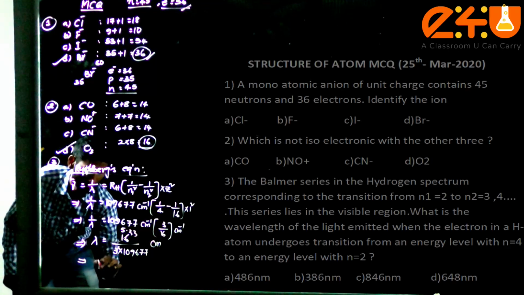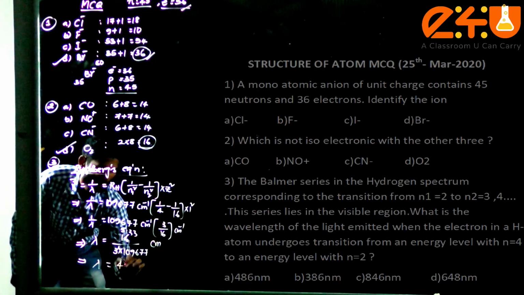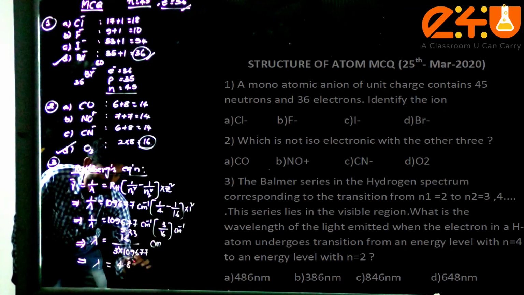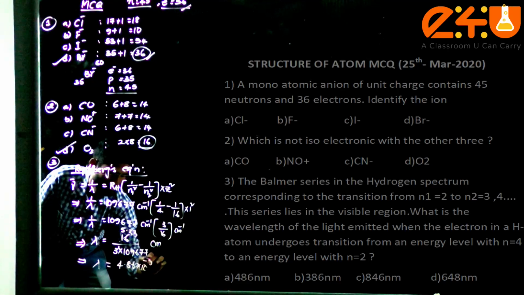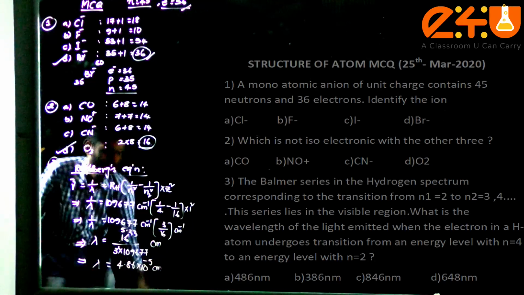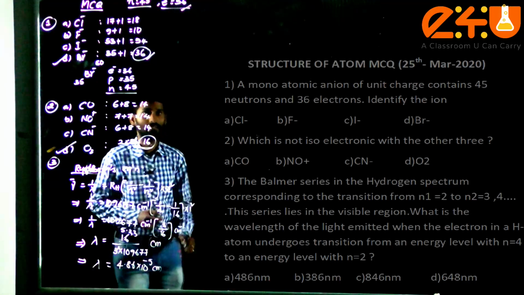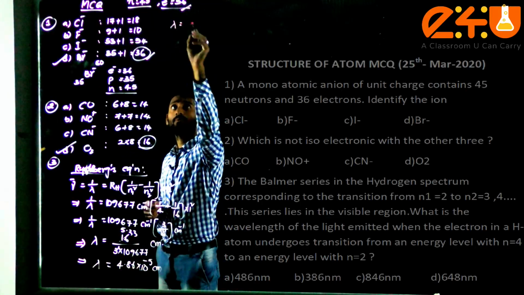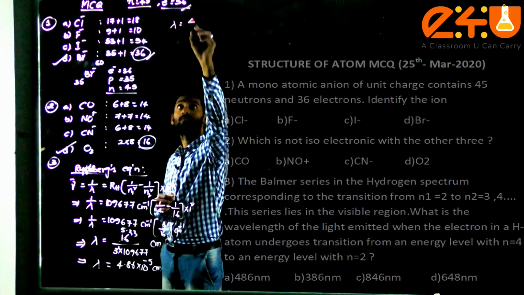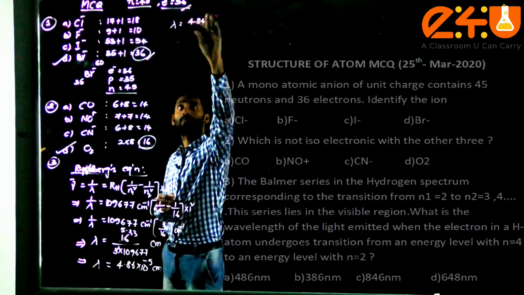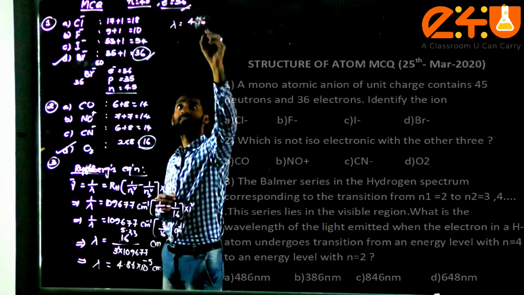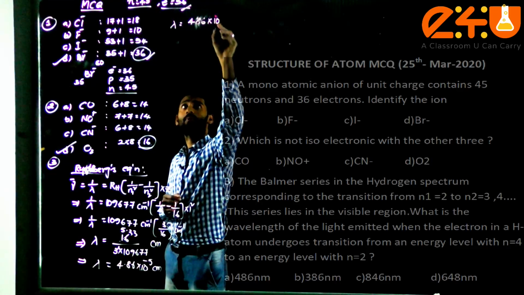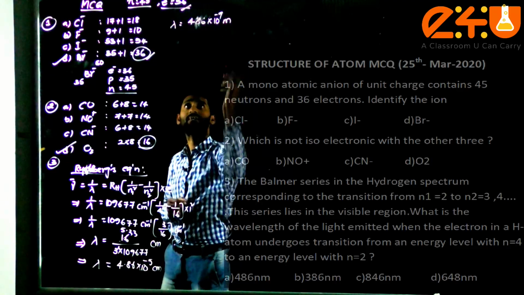If you solve this one here, lambda is equal to 4.86 into 10 power minus 5 centimeter will come, but that option is not there here. Now just check it. I can write this one like this, lambda is equal to 4.86, okay, I can write this as 486 into 10 power minus 9 meters.